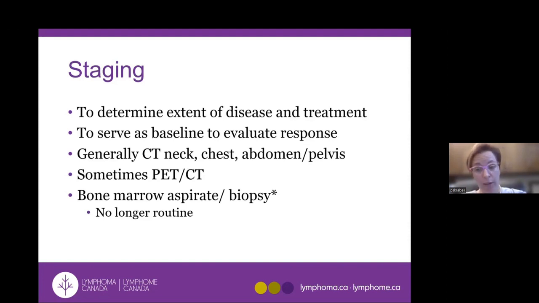Increasingly, patients are also staged with PET CTs in follicular lymphoma. However, this is not routine in all jurisdictions in Canada due to availability and accessibility of PET scanners. Bone marrow aspiration and biopsy used to be routinely employed for staging, but is no longer routine. Now it is used if there's unexplained low blood counts, or if you need to confirm the patient has limited stage disease, but often it's unnecessary.